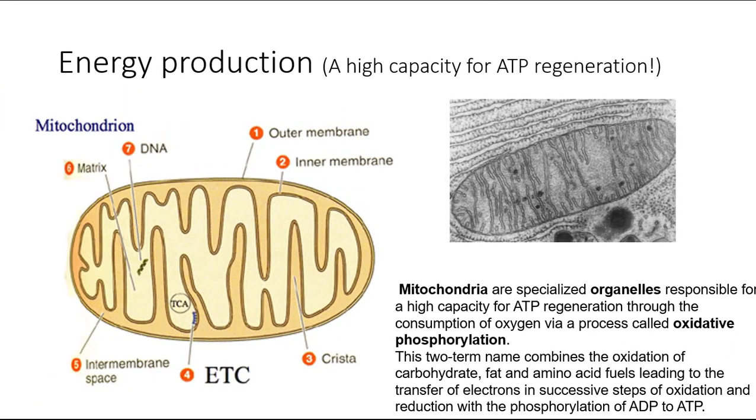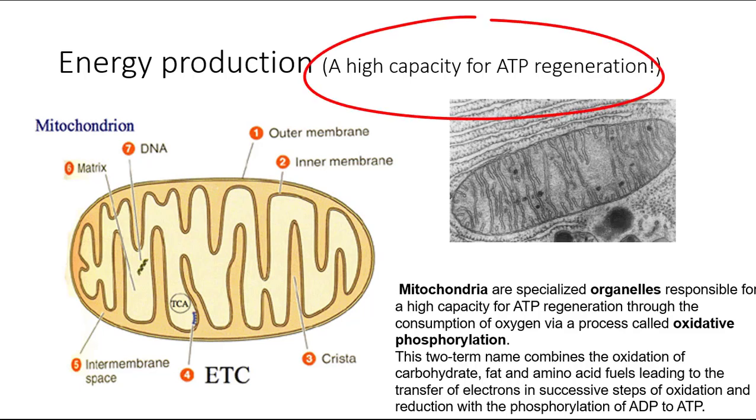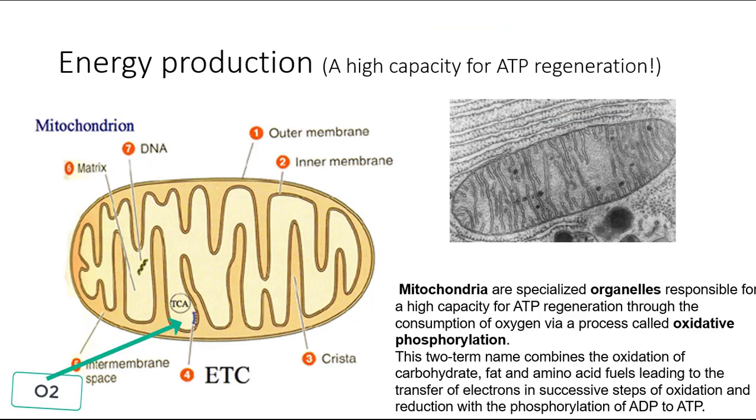Mitochondria are specialized organelles responsible for a high capacity for ATP regeneration through the consumption of oxygen via a process called oxidative phosphorylation. This two-term name combines the oxidation of carbohydrate, fat, and amino acid fuels leading to the transfer of electrons in successive steps of oxidation and reduction with the phosphorylation of ADP to ATP.